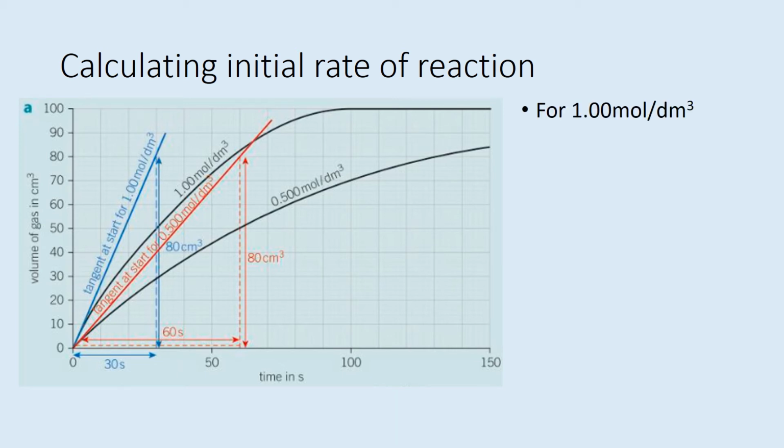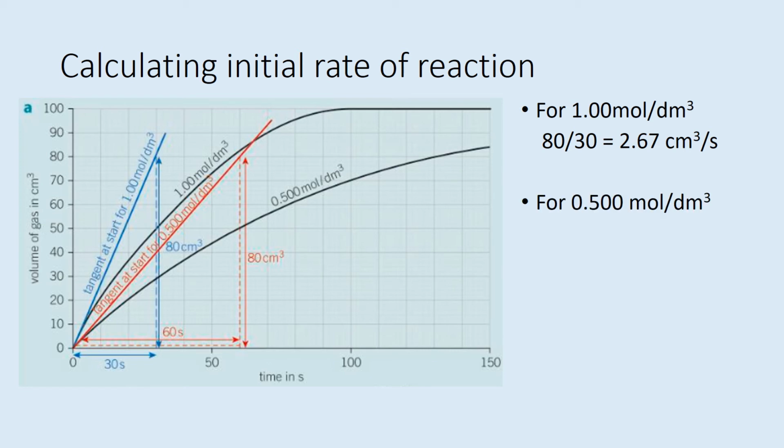So for the first one, I'm sure you can work this out yourself. Give it a go. And you should come up with something like this. Make sure you include units, of course. 80, that's obviously the vertical y, divided by 30 gives 2.67 centimeters cubed per second. So that's 3 sig figs.